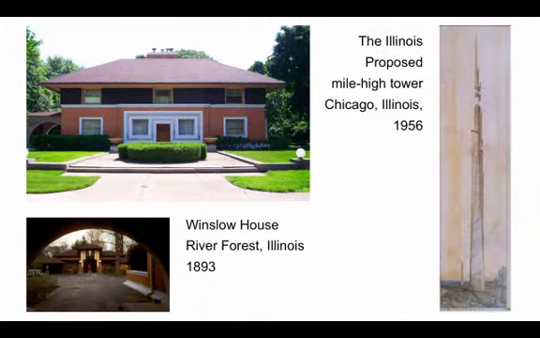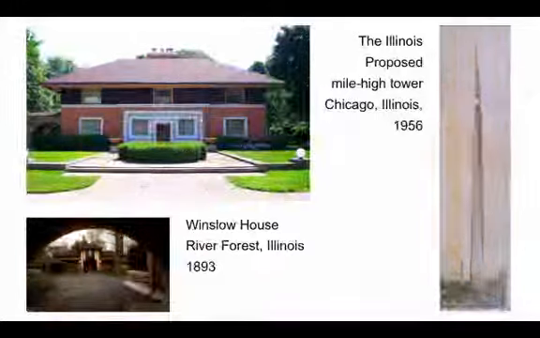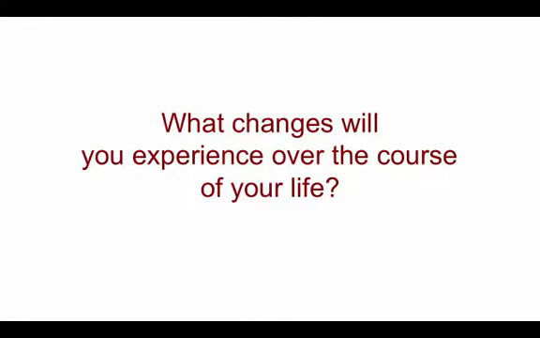This is Wright's first house on his own, Winslow House. You go through this archway to the stables. One of his last projects, 1956, 3 years before he died, was for a mile-high tall building with atomic-powered elevators. So he saw some technological changes over the course of his life. So, what changes are you going to experience over the course of your lives?